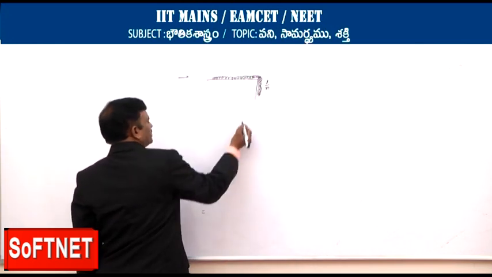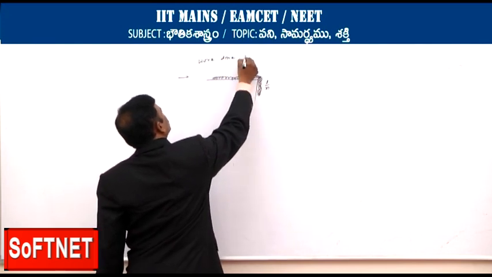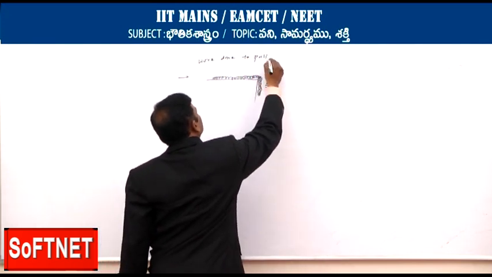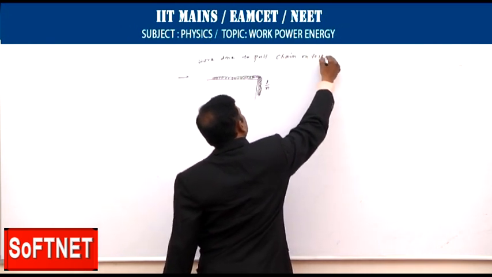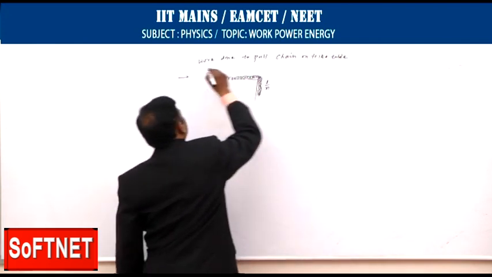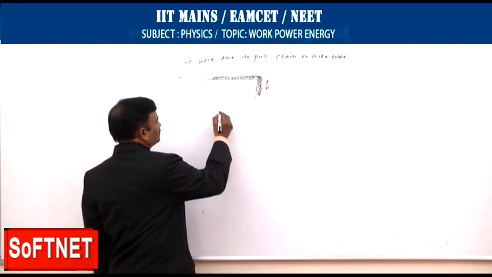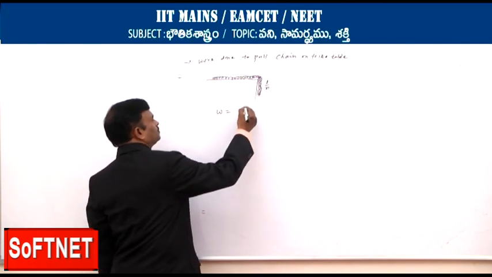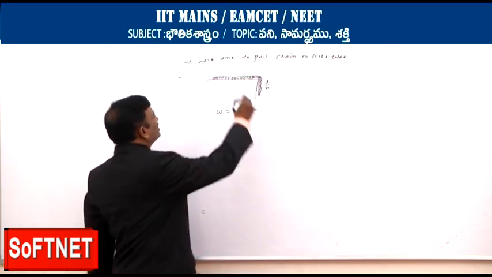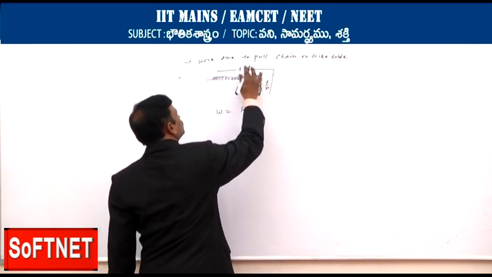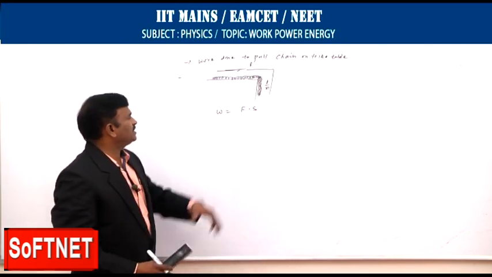In that case, we can write the work done to pull the chain onto the table is the concept. What is the work done here? The work done will be W is equal to force into displacement. Fine. The total length of the chain is L. Out of the L length, L by nth part is hanging.